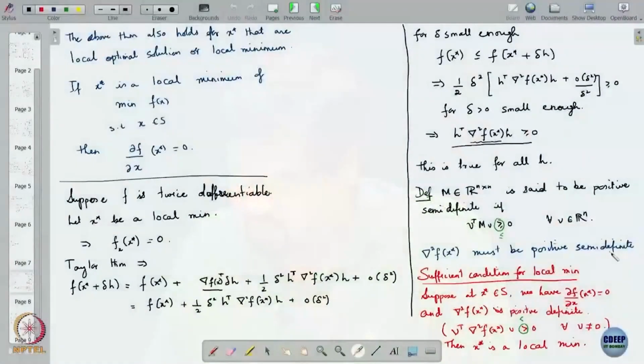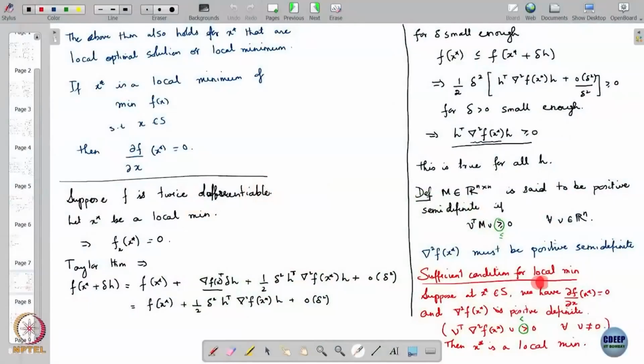There is a condition which goes in the opposite direction, which says that if such and such condition is satisfied, then x star is a local minimum. That is what we mean by a sufficient condition. That is what is written here in red: a sufficient condition for local minimum.